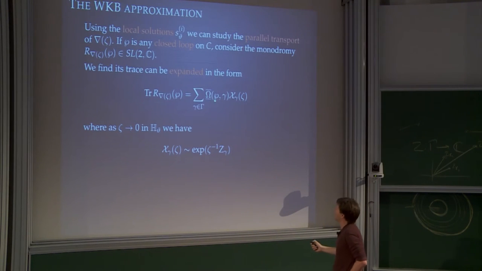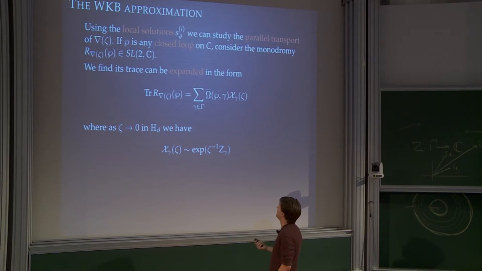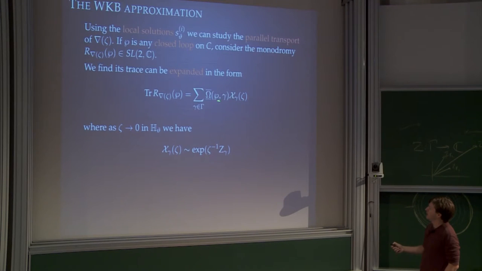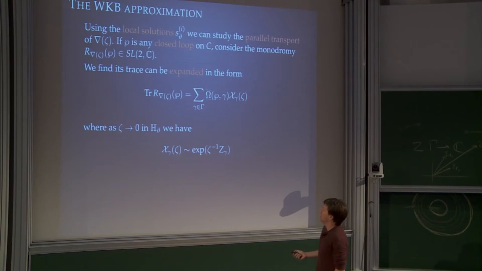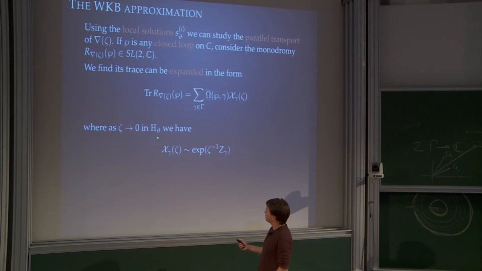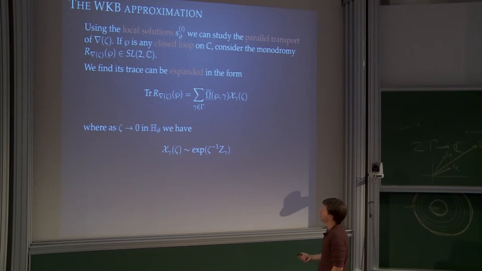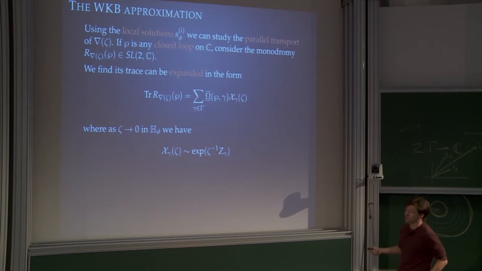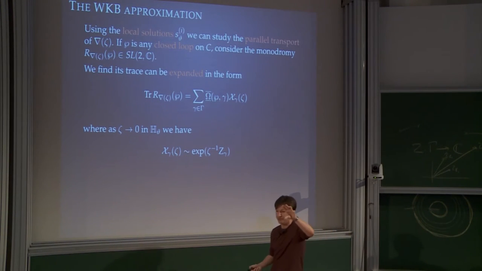So you have a sum over pieces which are labeled by the homology classes of this spectral cover. For each piece, we have some function of zeta standing here, and they appear with some coefficients, actually integer coefficients. And so the picture is that as zeta goes to zero in this half space, the asymptotics of these functions are the functions which you would get by just naively doing the WKB procedure that I told you at the beginning.